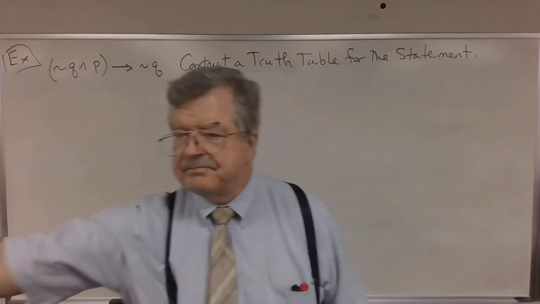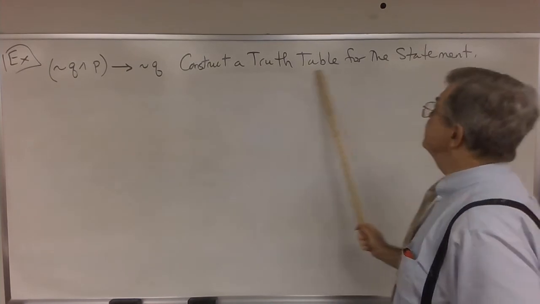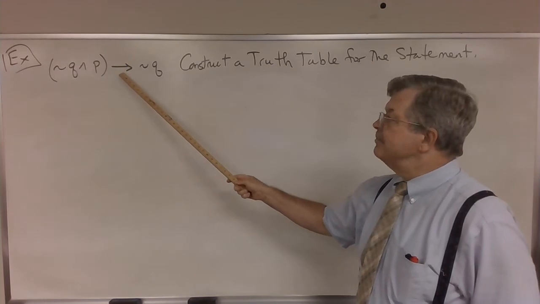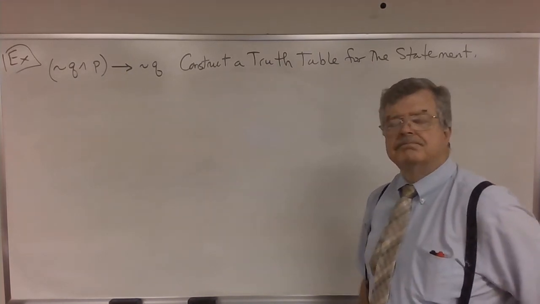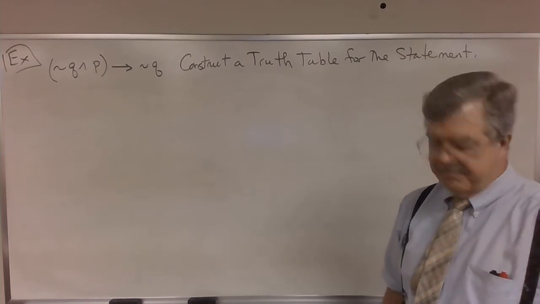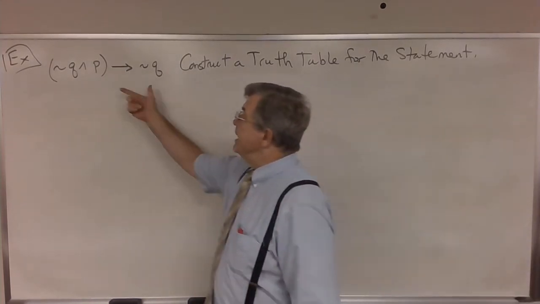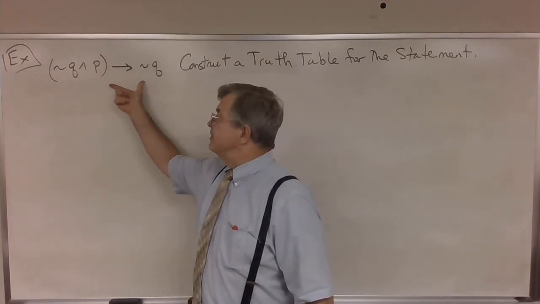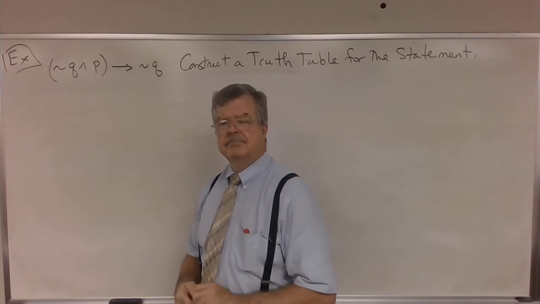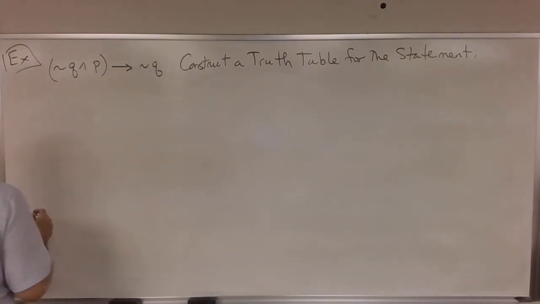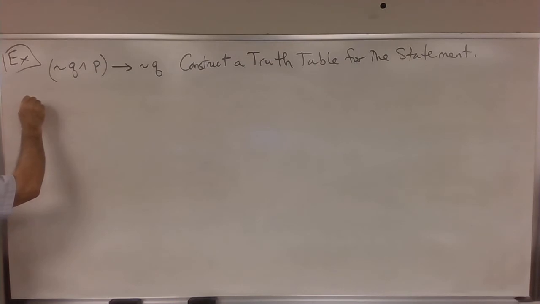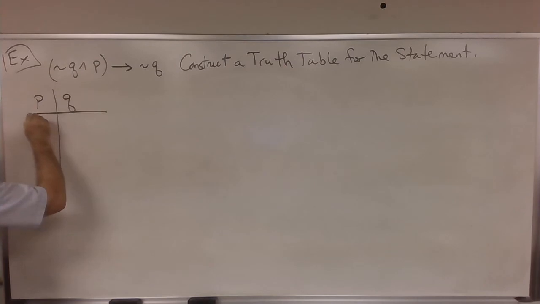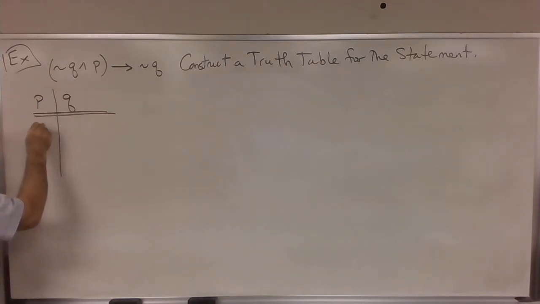Another truth table. Construct a truth table for the statement not Q and P implies not Q. Okay. This is a compound statement. It is made up of two simple statements, P and Q. So we construct a truth table for the statements P and Q.